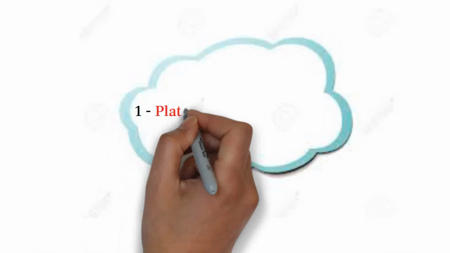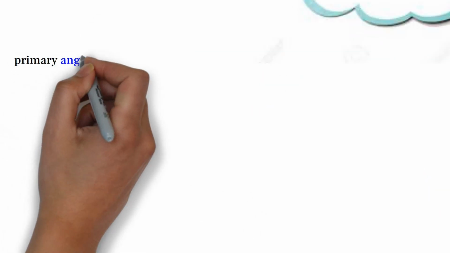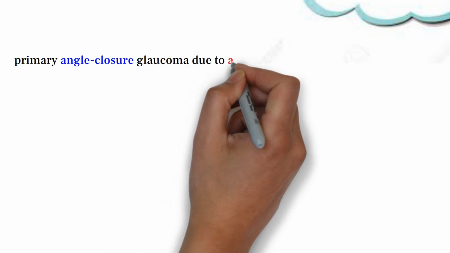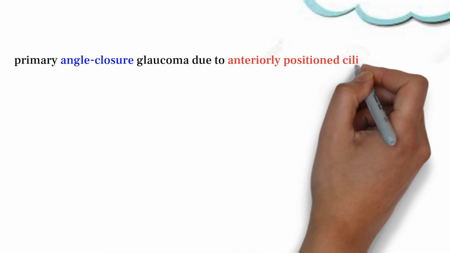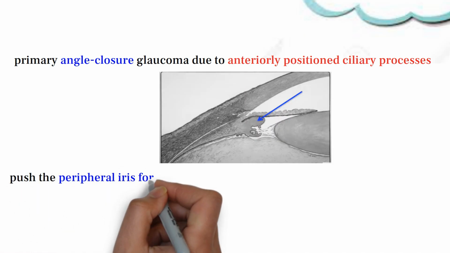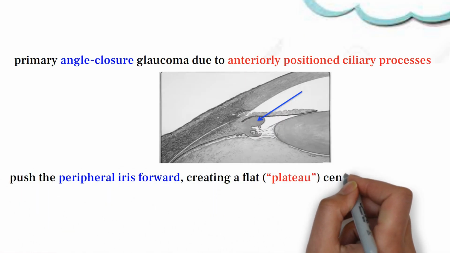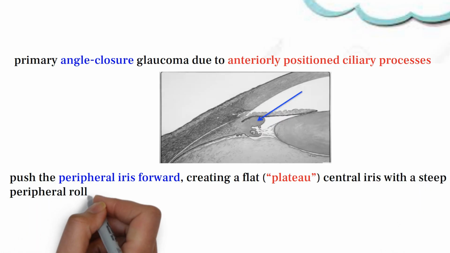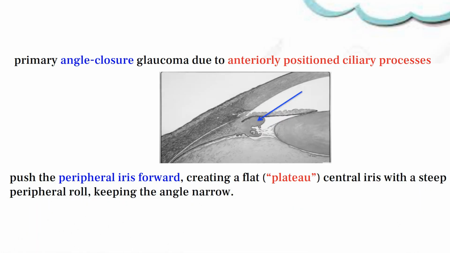Plateau iris configuration is a special mechanism of primary angle closure glaucoma. It occurs when the ciliary processes are positioned too far forward, pushing the peripheral iris and making the iris look flat in the center, but steep and rolled at the edges. This keeps the angle dangerously narrow.